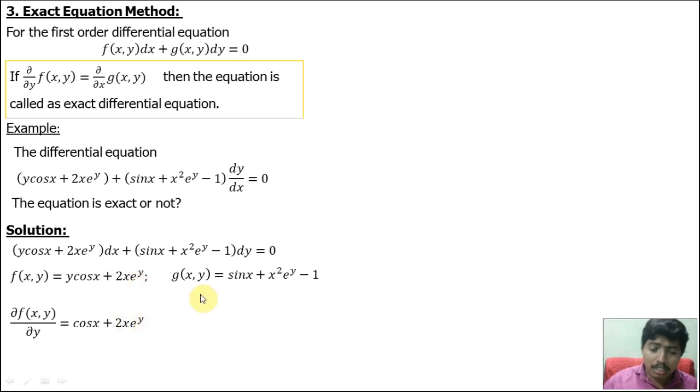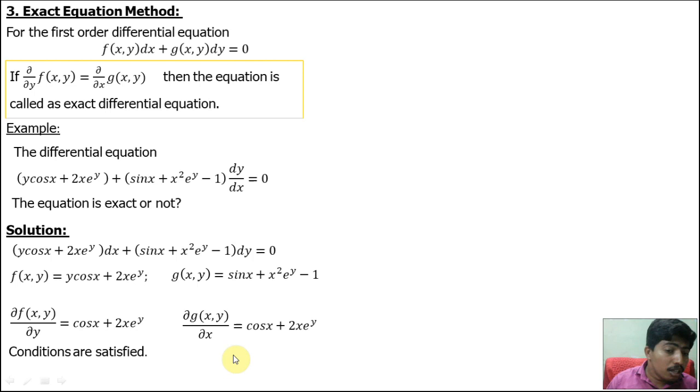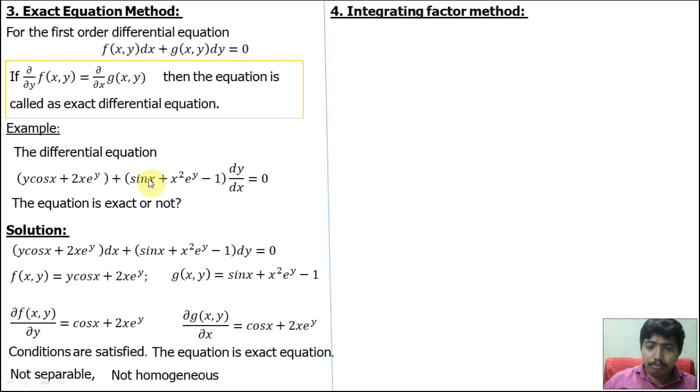Then differentiate the g of x comma y with respect to x. So we will get sin x. Derivative of sin x is cos x. e power y is constant. So x power 2, derivative of x square is 2x. Here both are same. Conditions are satisfied. For these problems, if you choose the exact equation method, the solution will be the easiest one.